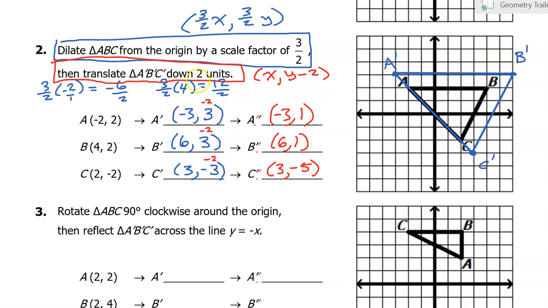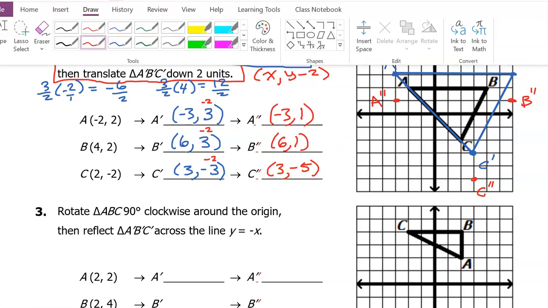Okay, now we're just moving down 2 units. So I think this time I will just use common sense and do it visually. So looking at the blue triangle, if I move each point down 2 units, I'm going to have this. All right, so this should be my A double prime, B double prime, and C double prime. But let's just double check. So this would be the point negative 3 comma 1, that matches. This would be the point 6 comma 1, that matches. And this would be the point 3 comma negative 5, which also matches. Let's draw that.